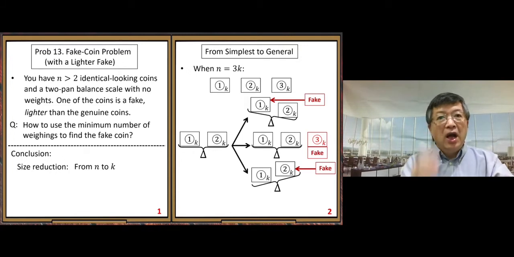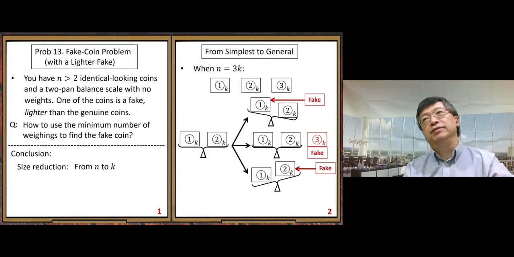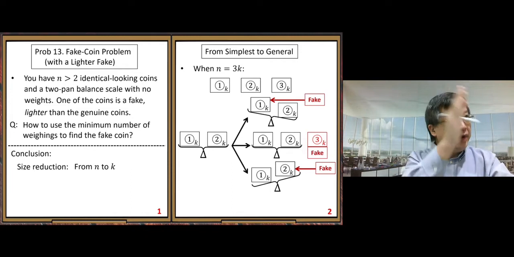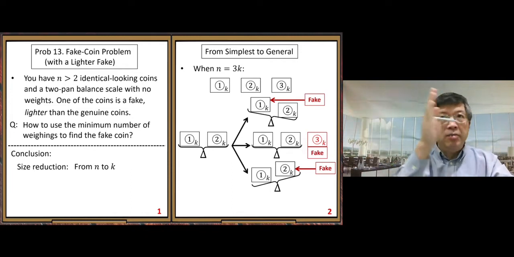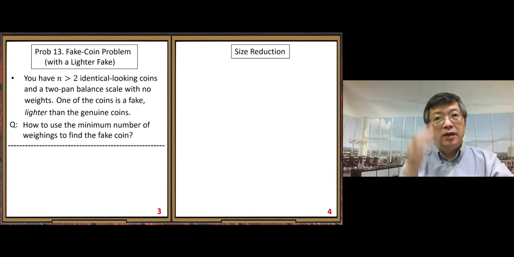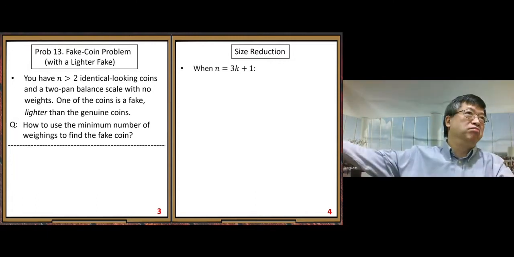The next question, how to handle the case that n is not a multiple of 3? We have 2 other cases: 3k plus 1, 3k plus 2. So we need to consider both cases. First, n equals 3k plus 1.